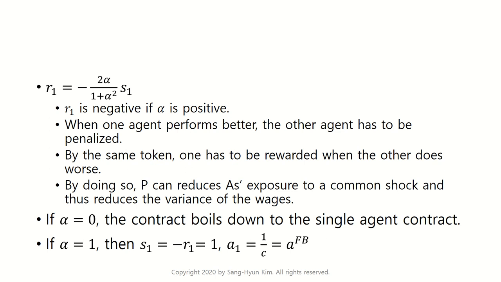So one agent will be penalized if the other agent performs well. By the same token, one has to be rewarded when the other does really poorly. By doing so, the principal can reduce the agent's exposure to a common shock, a common unobserved factor, and thus reduce the variance.